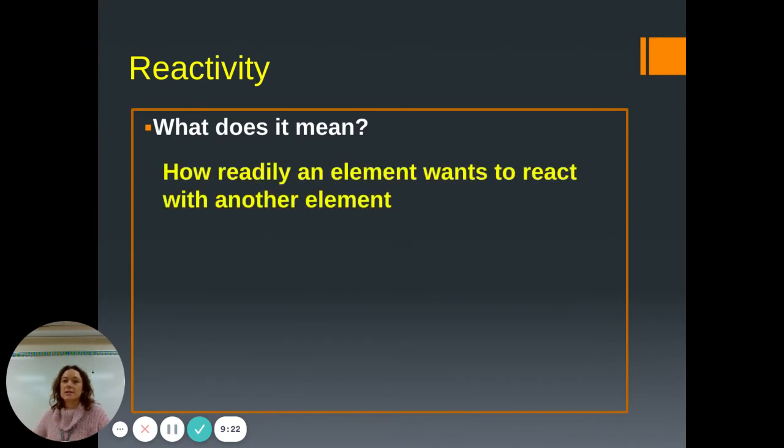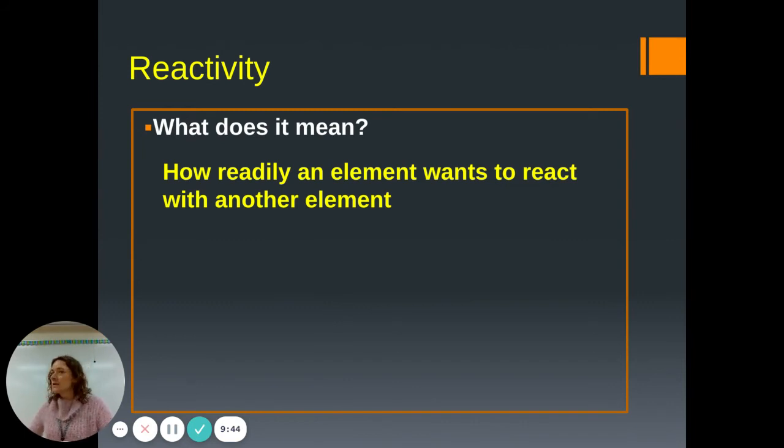So what does it mean? Just how readily an element wants to react with any other element, or compound, I should really say. Just how readily an element wants to react. Reactions happen because of electrons. Electrons are the driving force of reactions happening. The octet rule is a driving force for electrons to even want to move around for a reaction to happen.